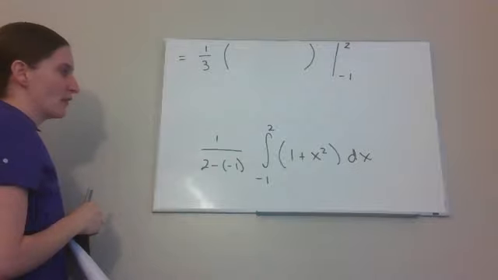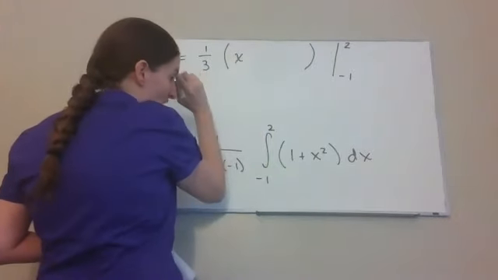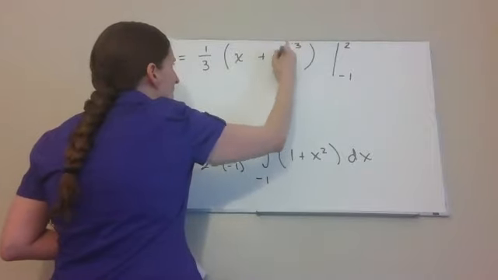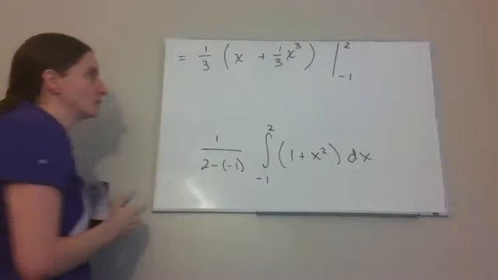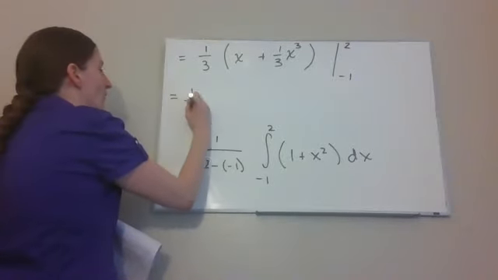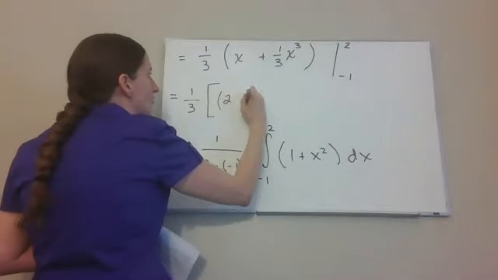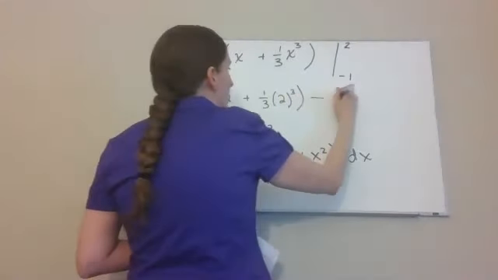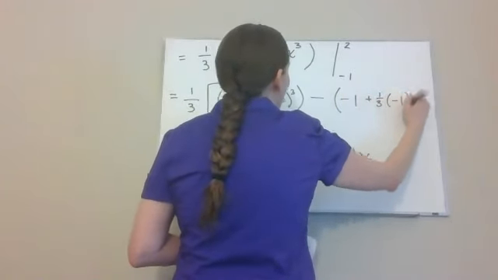So what is the antiderivative of 1 plus x squared? Well, the antiderivative of 1 is x. And then for the x squared, we have to do our power rule. Add 1 to the exponent, divide by the new exponent. So I have x plus 1/3 x to the 3rd. Now I just have to plug in our values. So I have my 1/3 on the outside. When I plug in 2, I get 2 plus 1/3 times 2 to the 3rd. When I plug in the -1, I get -1 plus 1/3 times -1 to the 3rd.